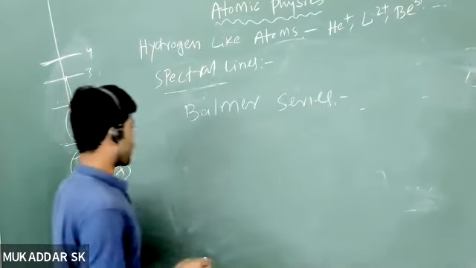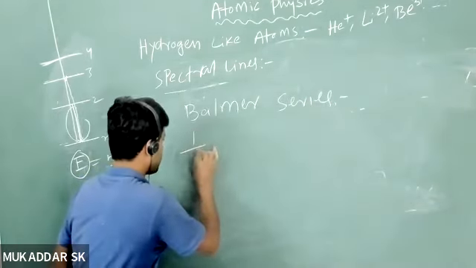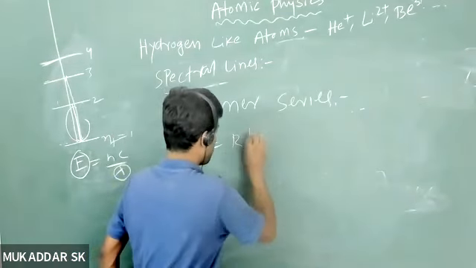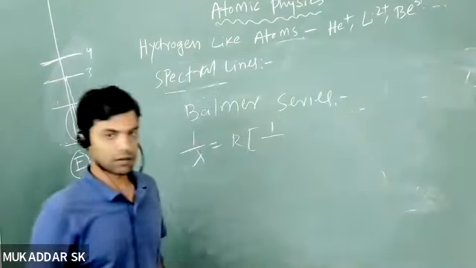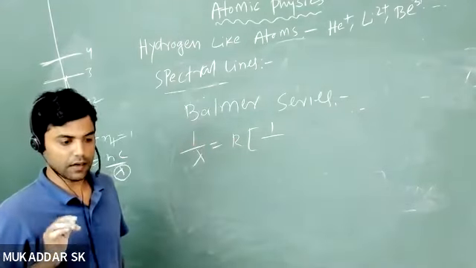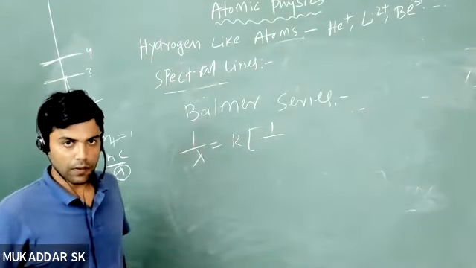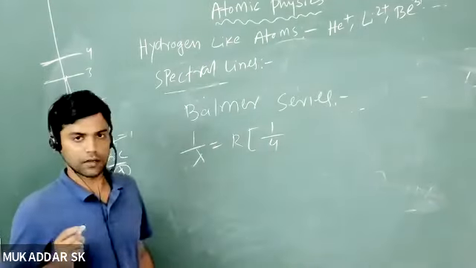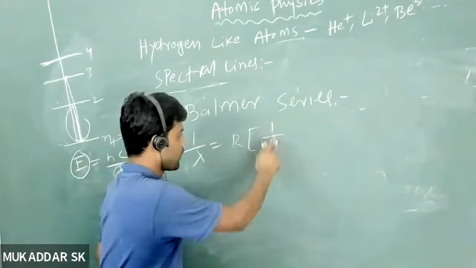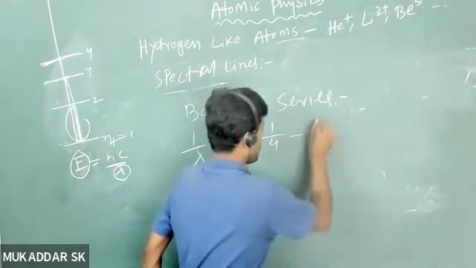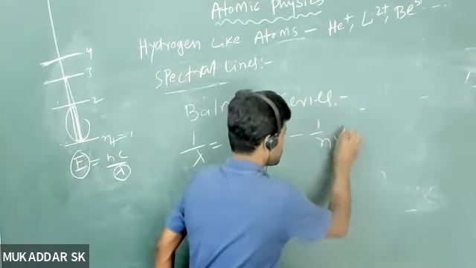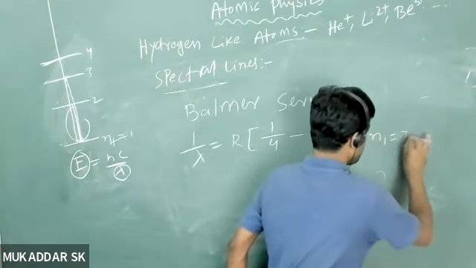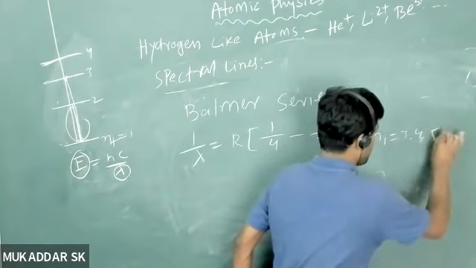For the Balmer series, again we have to write the expression 1 by lambda equals R into 1 by NF square, minus 1 by Ni square. NF will be how much? Anyone in the class? Very good, so you have to keep 1 by 4, because 1 by NF square. So this is 1 by 4 and then you have 1 by Ni square, right? Now Ni can be 3, 4, 5 and so on.